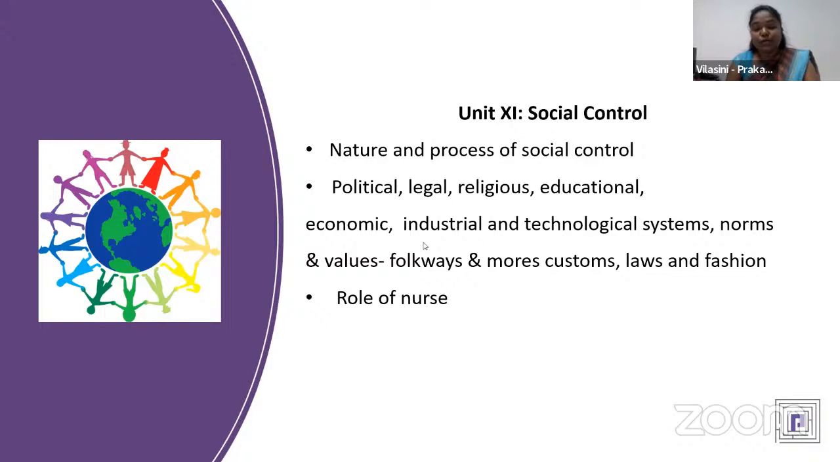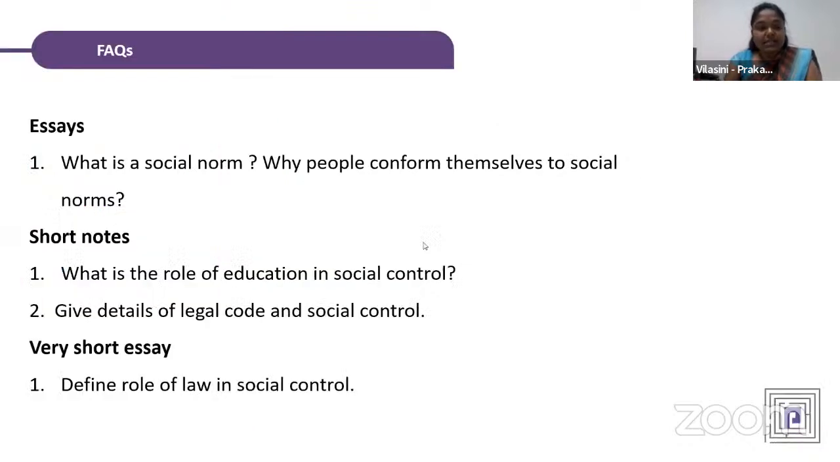So this is the role of a nurse. The essay will be asked like, what is a social norm and why people conform themselves to the social norms. Then the short notes can be asked like, what is the role of education in social control? Then details of legal code and social control. Then very short can be asked like, what is the role of law in social control?